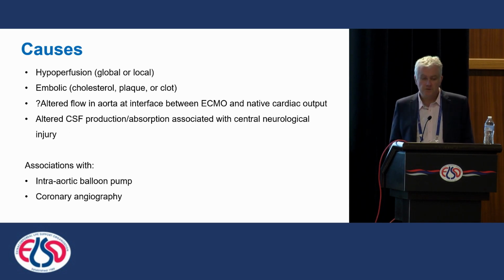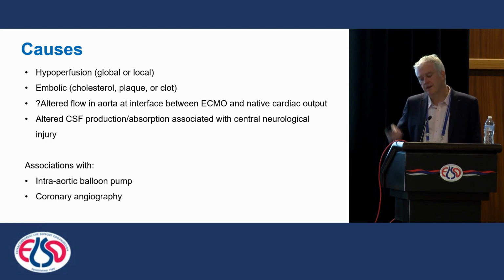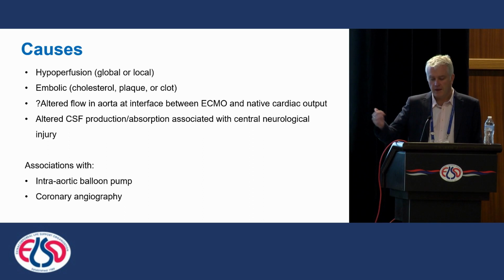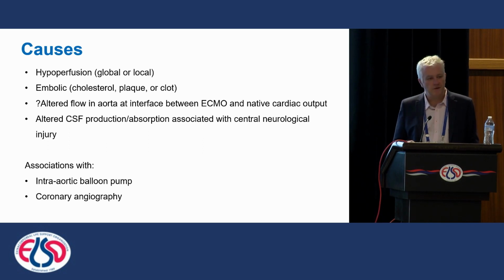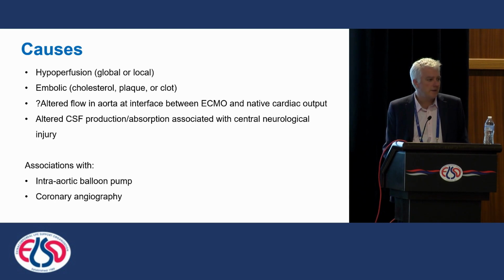It could be embolic, cholesterol, plaque, or clot. Those MRs don't look like the wedge-shaped changes you see in infarcts, and it tends to be sustained throughout the cord. So it really suggests that it's much more a hypoperfusion problem. I've seen comments in the literature saying it was possibly just due to altered flow in your aorta, that interface between ECMO and native cardiac output, the things we talk about in reference to Harlequin syndrome. I don't quite understand that. I put it up there for completeness. I don't really get it. I think it's much more a hypoperfusion problem, maybe some form of embolism. And then there's the dynamics of CSF production.